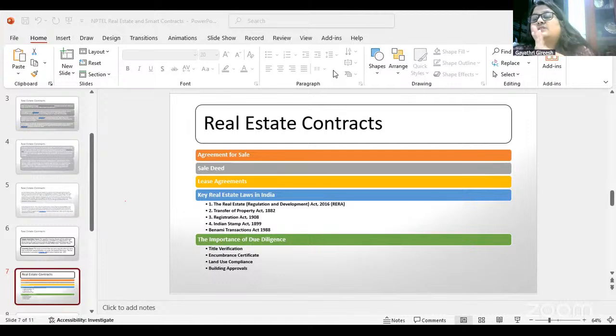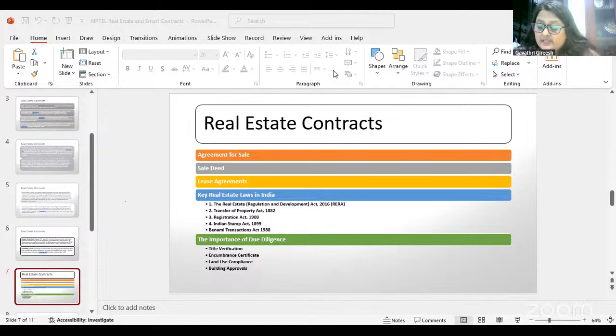So now, what is the importance of due diligence? What do you mean by due diligence? Due diligence means the precautionary measures that you have taken before buying a property or a land. So the first thing, as I've been saying from when I started explaining these real estate contracts, is your title verification. Title verification is what gives you the most important entitlement of who is the real owner.